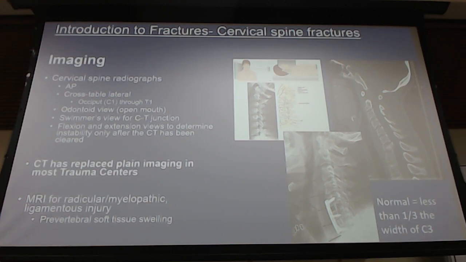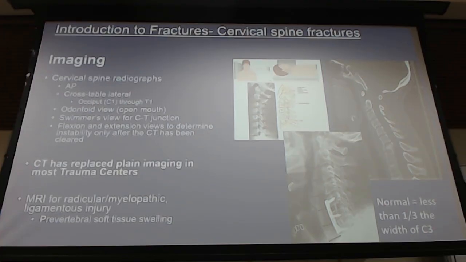The problem with flexion extension views is that if you do those in the absence of clearing the C-spine, right, then you can cause further injury to the patient. So you don't order those, right? Because the radiologist, the tech, is not going to know that you didn't clear the C-spine. That's not their job. That's your job. If you get a patient with radicular symptoms, then of course, right, you want to use an MRI for further assessment.